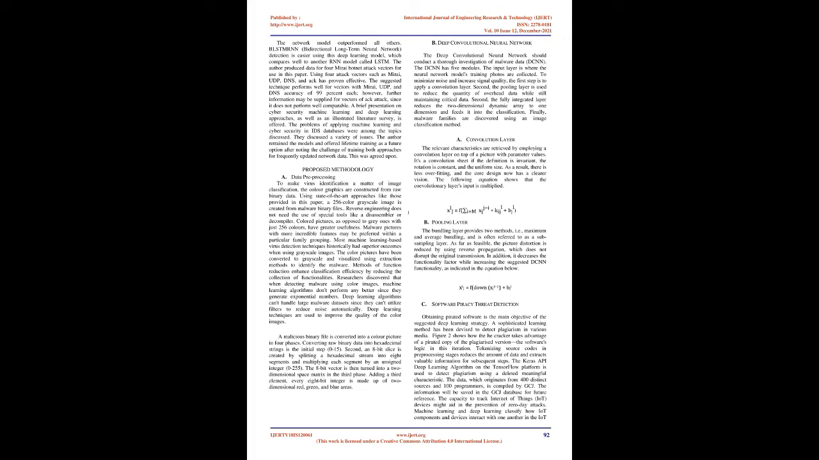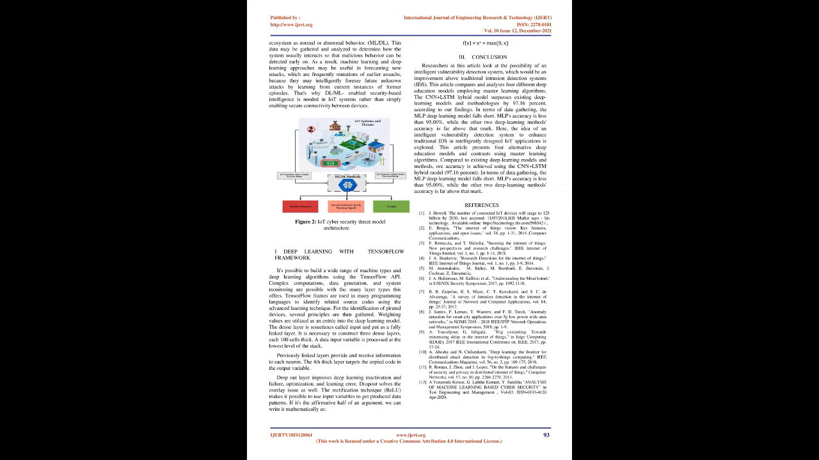As a result, there is less overfitting, and the core design now has a clearer vision. The following equation shows that the convolutional layer's input is multiplied. B. Pooling layer. The pooling layer provides 2 methods, i.e., maximum and average pooling, and is often referred to as a subsampling layer. As far as feasible, the picture distortion is reduced by using reverse propagation, which does not disrupt the original transmission. In addition, it decreases the functionality factor while increasing the suggested DCNN functionality, as indicated in the equation below.